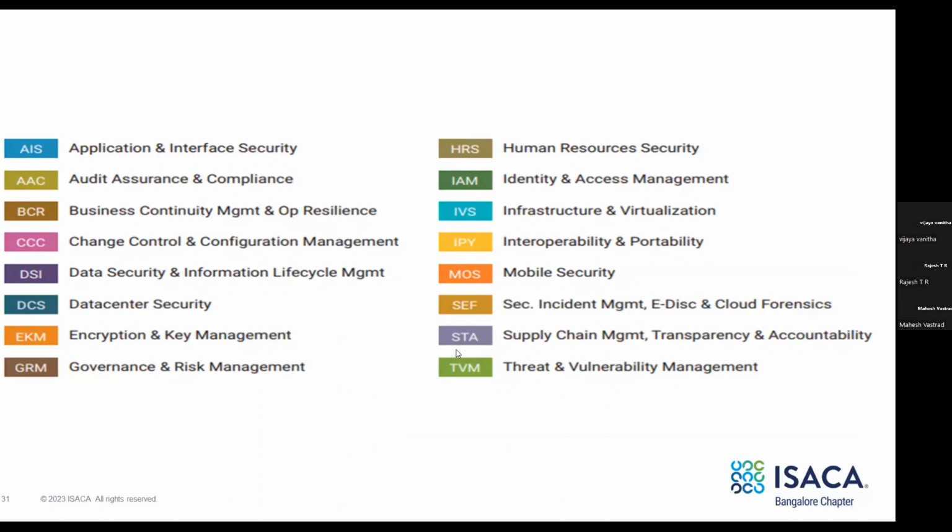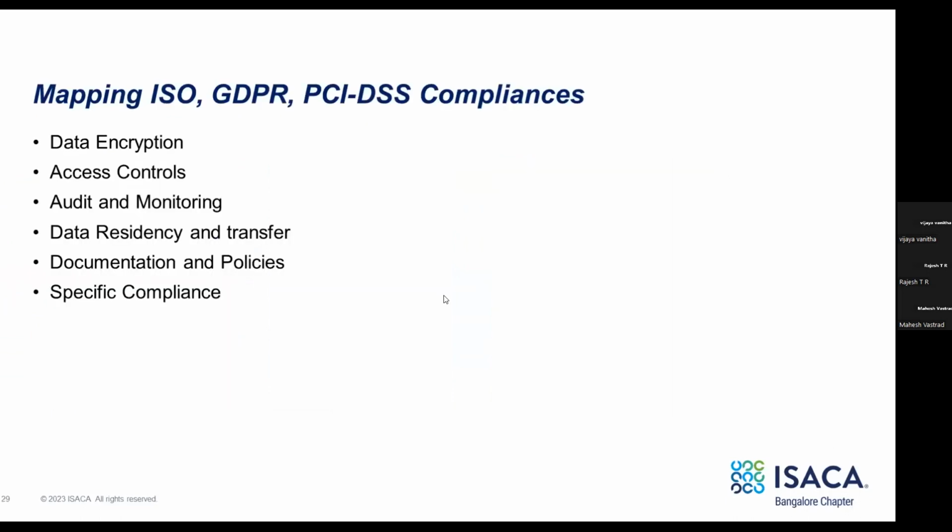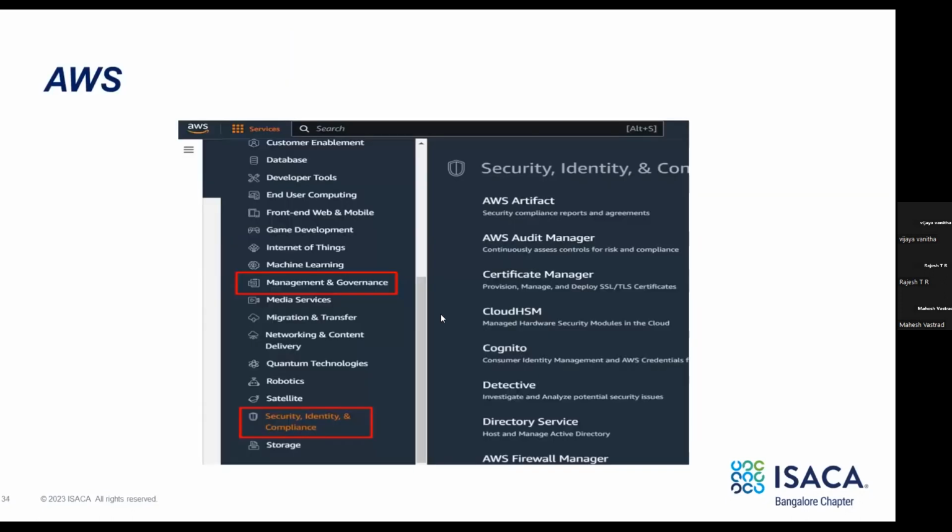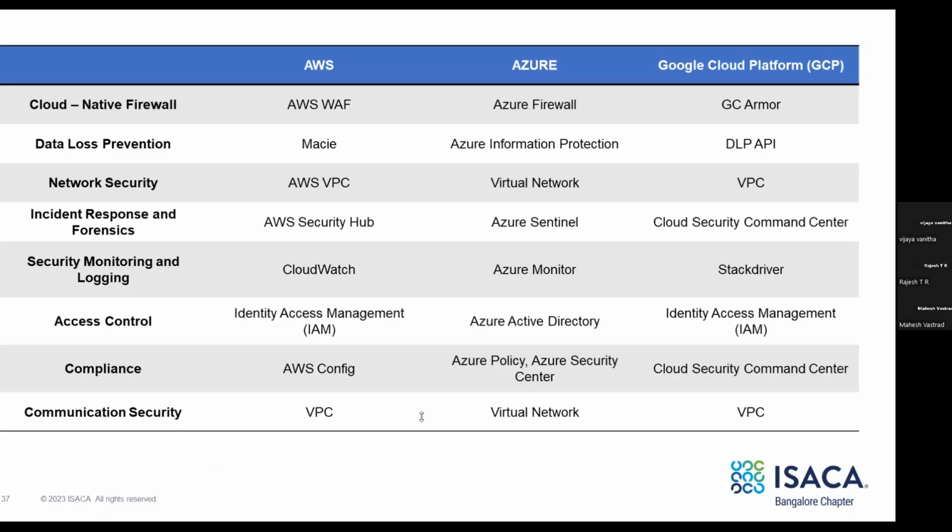For example, if we are already using multiple cloud platforms, then we need data security, data center, business continuity, and identity and access management. We need to look into these particular domains. If the client wants to add both ISO as well as PCI DSS, again, you need to map those things. Based on that, we need to go further on that part.